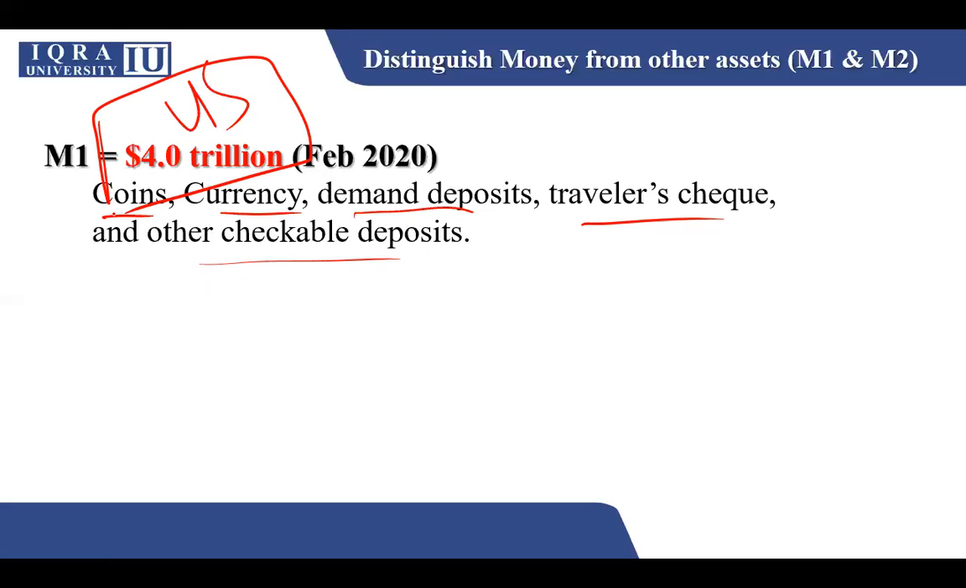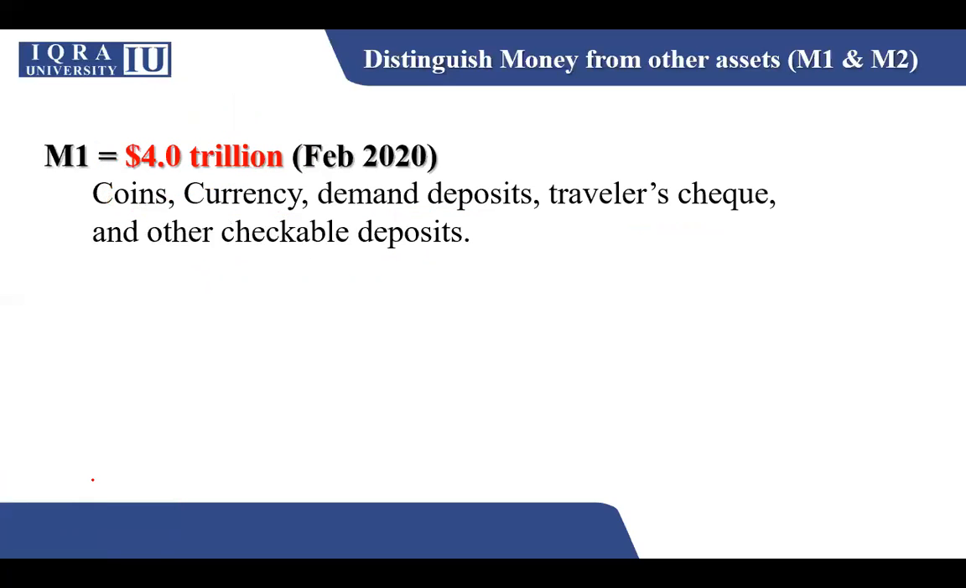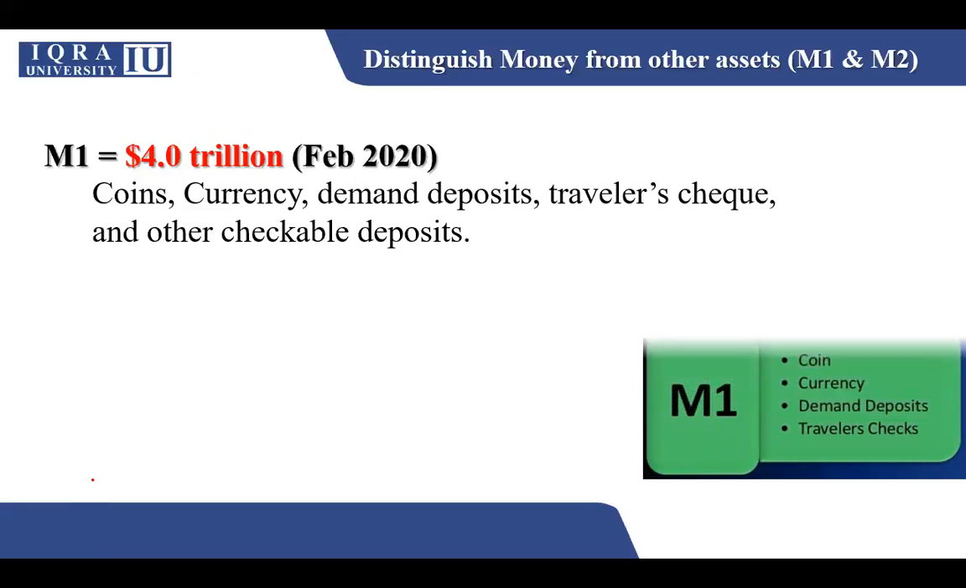M1 is also money supply, M2 is also money supply, M3 and M4 are also money supply. But usually when we are using the terminology in this subject as money supply, we are not going to go through M1 and M2. So on your screen, you can see that M1 includes coins, currency, which is currency in circulation, demand deposits, which are known as checking accounts, and traveler checks.